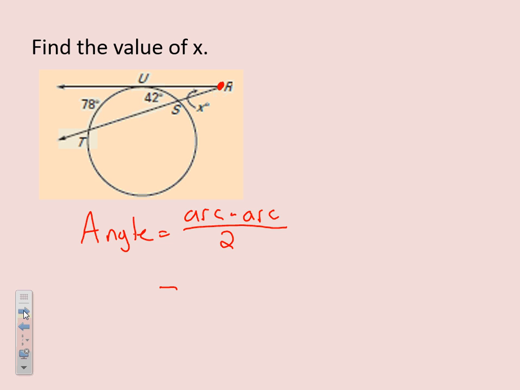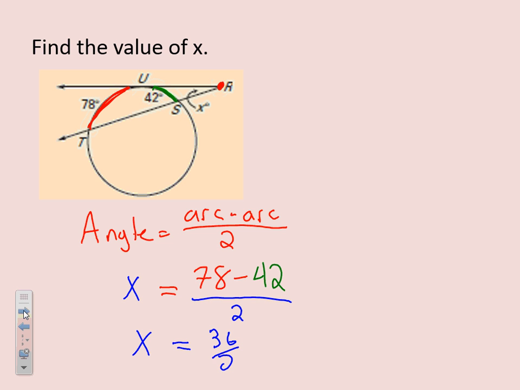So if I want to find this angle, I'm going to have arc minus arc. Now I'm going to do my larger arc, so I'll do 78 minus my smaller arc, which is 42, divided by 2. So now I'm going to get x, which is my angle, equals 36 divided by 2, and 36 divided by 2 is 18. Since we're talking about angles, we're going to put a degree sign on there.